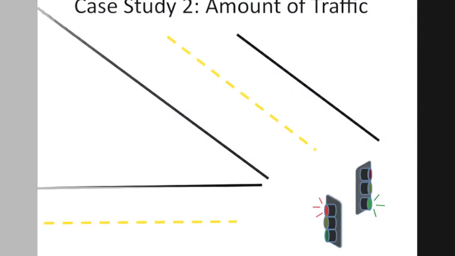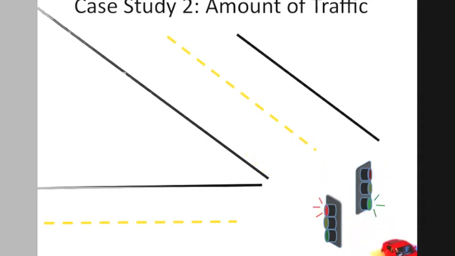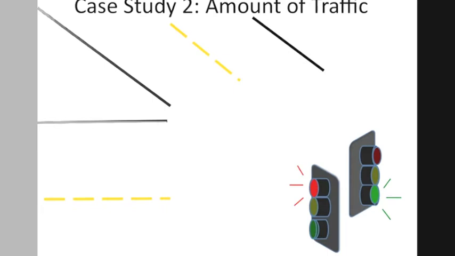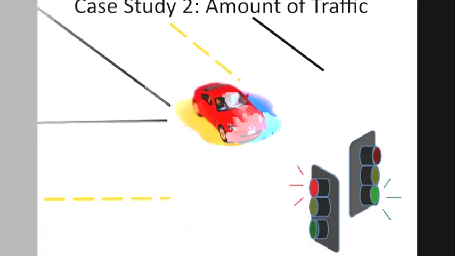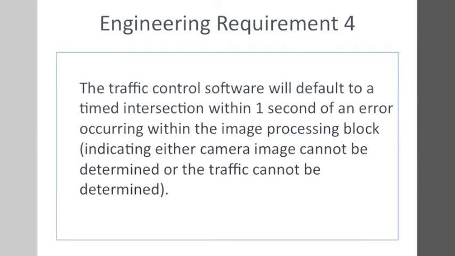Here's an example. Note that the 2 cars are approaching the light from the left side of the screen, and 1 car is approaching from the top. Watch the light this time and note how it transitions to let the 2 cars from the left pass through the intersection before the single car. If something happens to the camera feed or the camera lens so that it cannot determine the traffic approaching the light, the traffic light will default to a timed intersection.